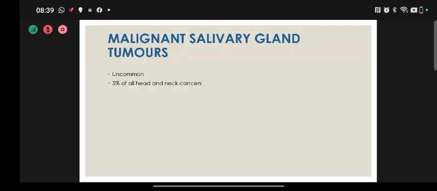Now coming to the malignant salivary gland tumors, they are uncommon entities and constitute 5% of all head and neck cancers.